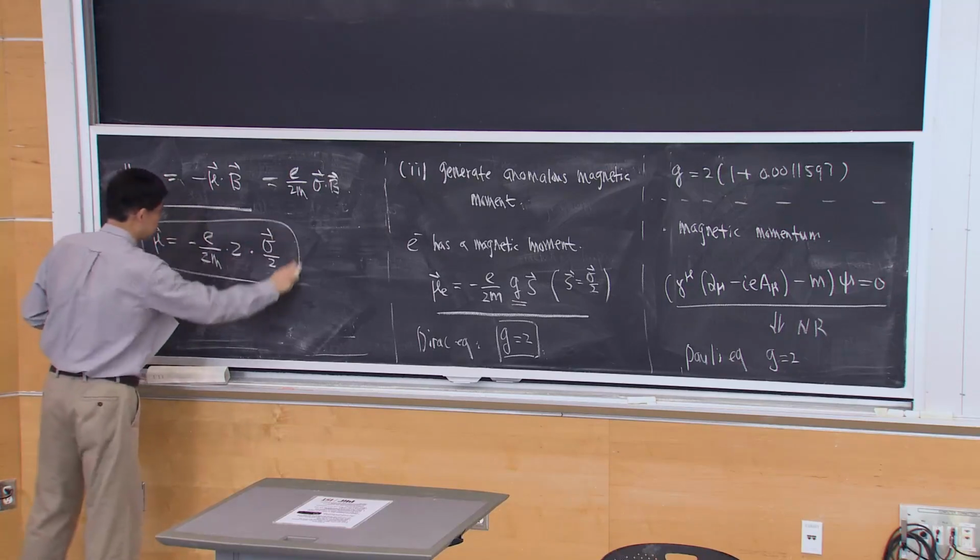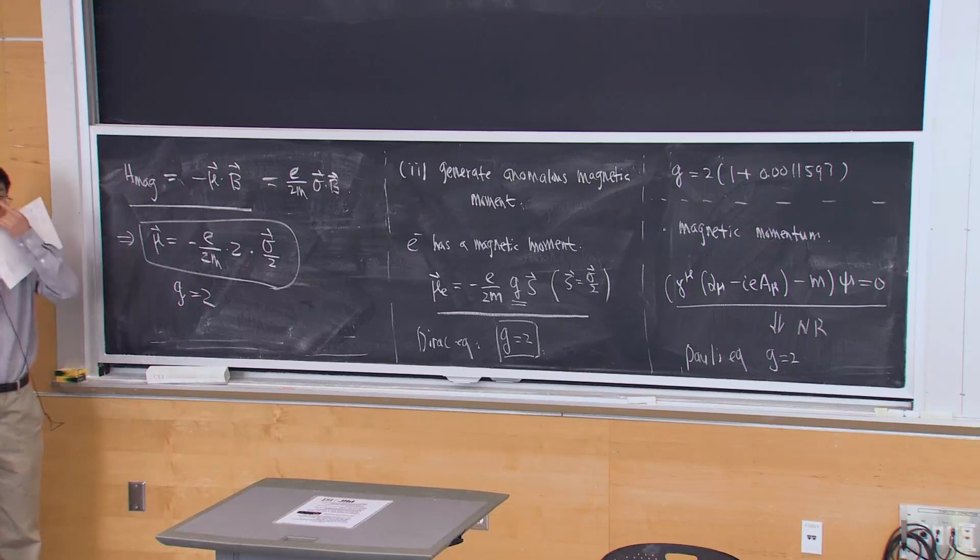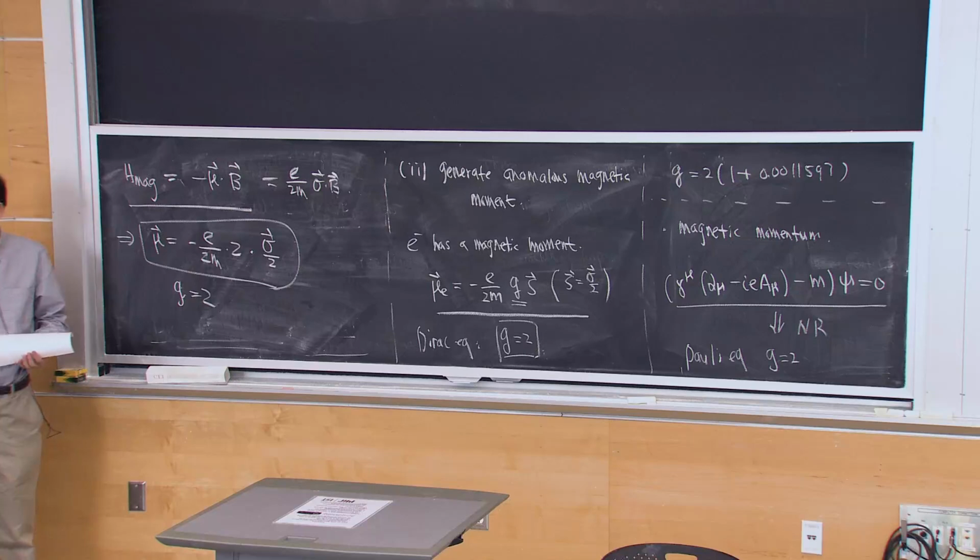Okay, you find g exactly equal to 2. And so this way you see that the Dirac equation contains the information that electrons have magnetic moments.